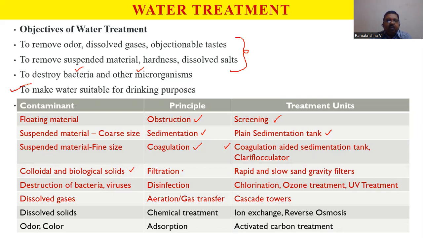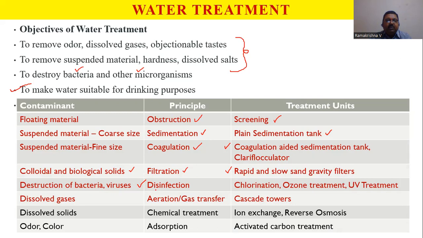So they will be removed through a process called filtration. We are using filter beds, some filter material, and that filter bed will help in removing all these particles. We have the rapid sand filter and slow sand filter as treatment units for this type of situation. And for the destruction of bacteria and viruses, other than the small amount of biological solids removed in filtration, here we go with a process called disinfection.